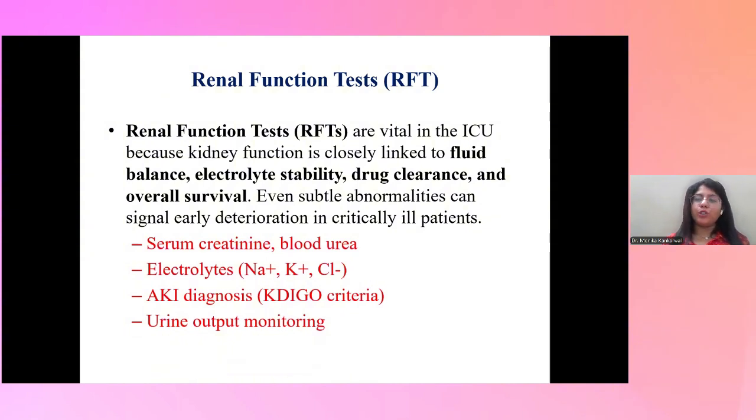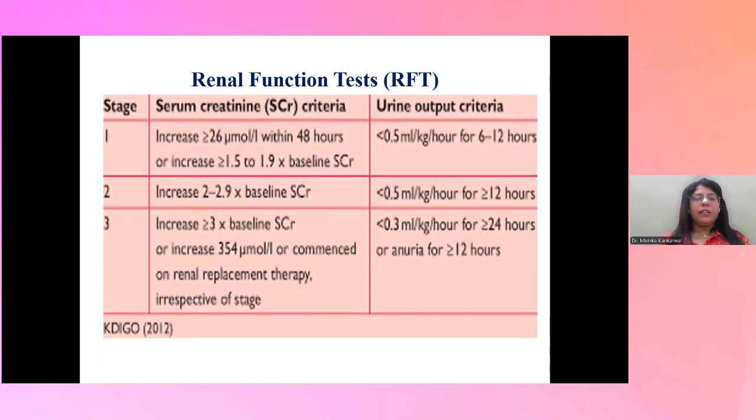The components which we usually measure in the renal function test are serum creatinine, blood urea, and electrolytes, in which we have sodium, potassium, and chlorides. Then we have various criteria for acute kidney injury, like KDIGO criteria, AKIN criteria, and RIFLE criteria. I'll be telling you one criteria in the further slides. And the most important parameter is urine output monitoring, which should be strictly done by each of us, being a nursing professional, to help our intensivist.